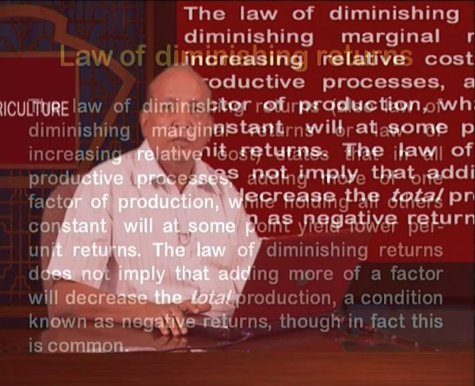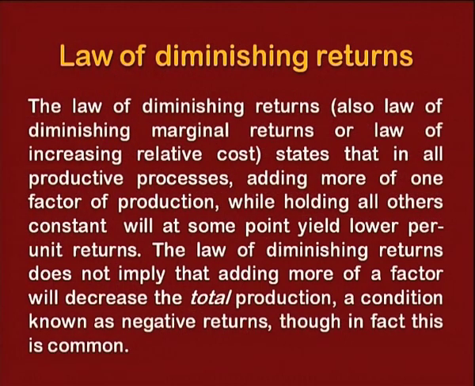Therefore, the law of diminishing returns, also called the law of diminishing marginal returns or the law of increasing relative cost, states that in all production processes, adding more of one factor of production while holding all the others constant will at some point yield lower per-unit returns. The law of diminishing returns does not imply that adding more of a factor will decrease total production, a condition known as negative returns, though in fact this is common.